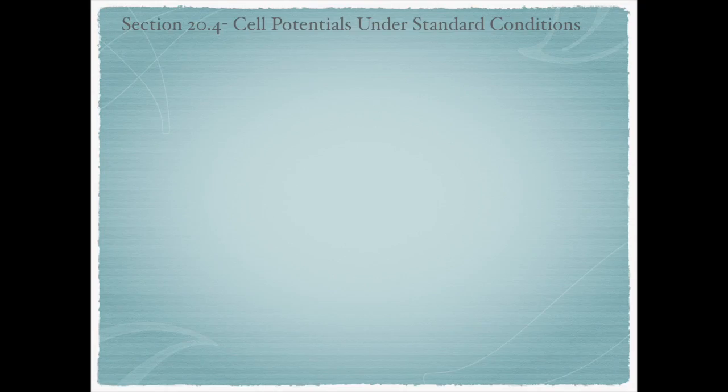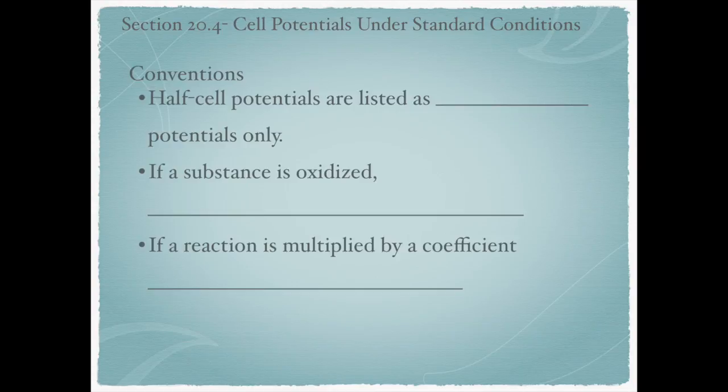To expand upon what I talked about in the last lesson, specifically working with cell potentials. Really quickly as a review, the half cell potential is always going to be listed as the reduction potential. And remember, if you want to determine the cell potential for something that's being oxidized, you simply take the negative of the reduction potential.